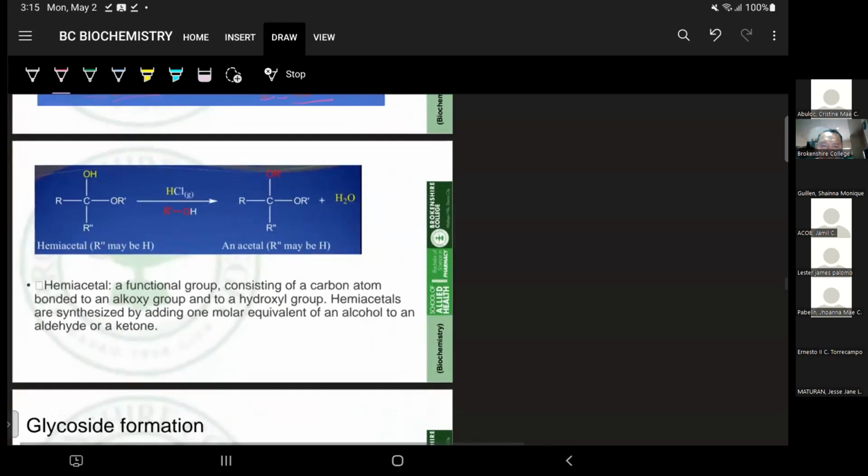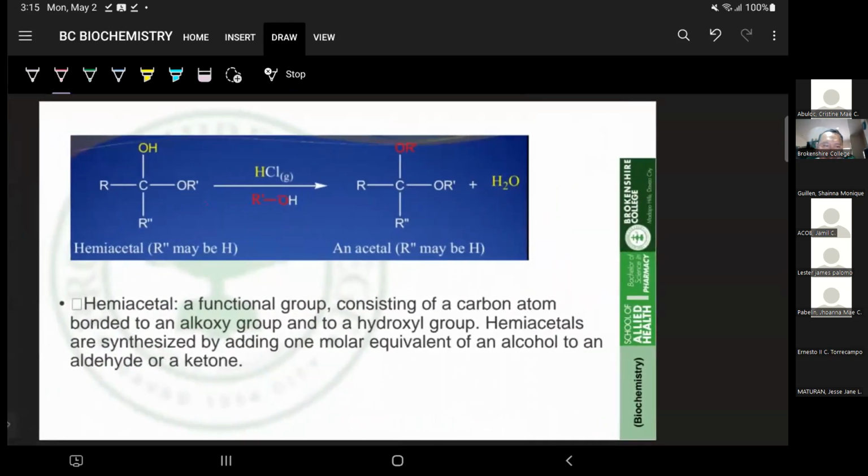Okay. Then next we have your, proceed tayo dito. Next we have your hemiacetal. So hemiacetal is a functional group consisting of a carbon atom bonded to an alkoxy group or a hydroxyl group. Thus, hemiacetals are synthesized by adding 1 molar equivalent of an alcohol to an aldehyde or ketone. So ibig sabihin niyan, addition of OH group, no? Or addition of oxygen. So for example, ito.